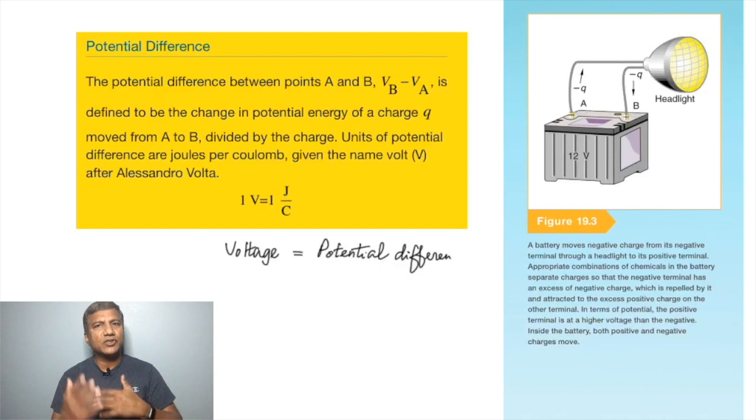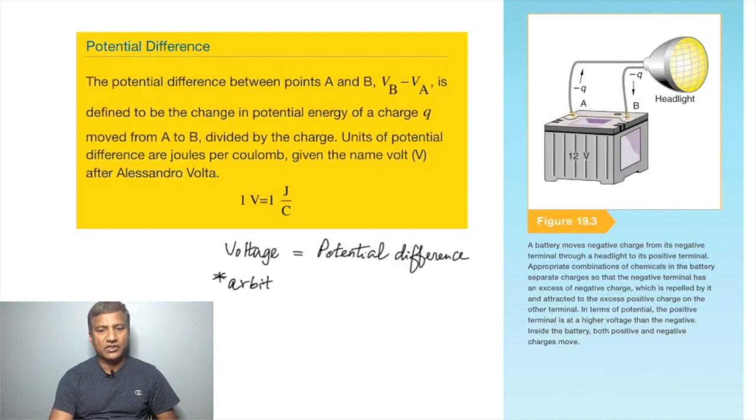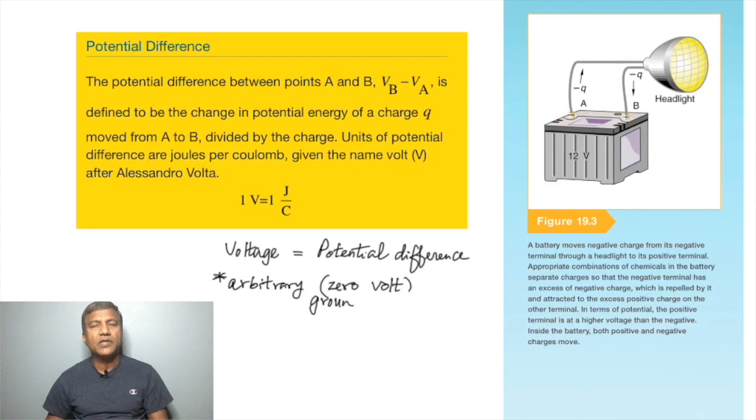Now we will interchangeably use the words voltage or potential difference to be the same. The term voltage shows how much work has to be done in moving a charge from one terminal to the other. As we can see here, voltage is the same as potential difference, and we arbitrarily assume that the voltage is 0 at ground or the negative of the battery.